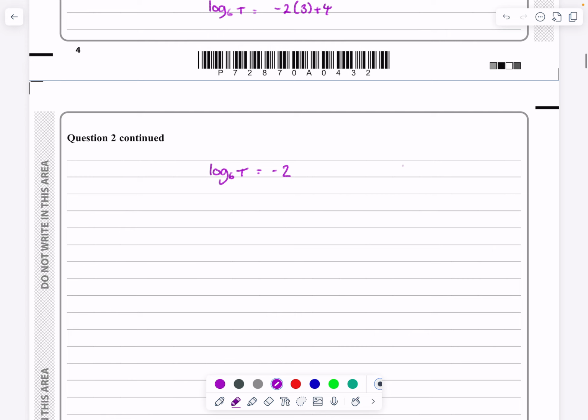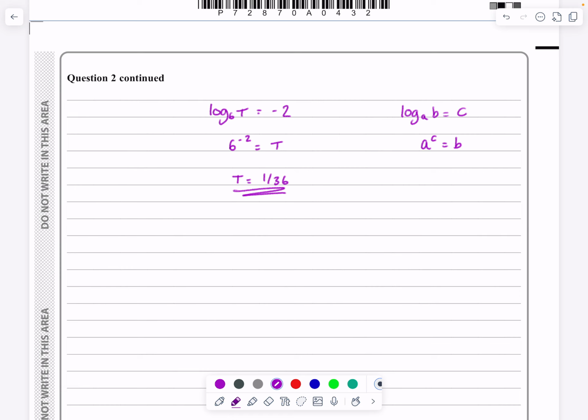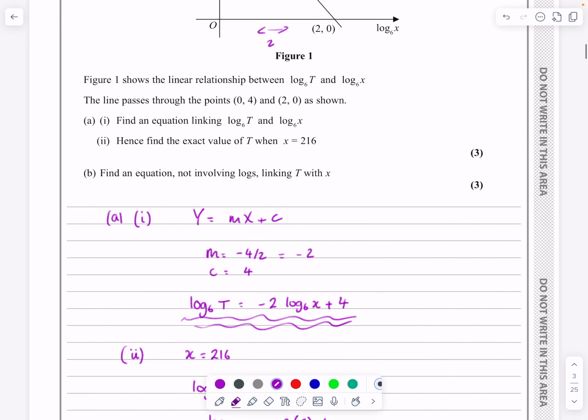And then we use this idea that if log a of b equals c, we can change that log statement into a power statement. The base stays the same, a logarithm is a power. So in this particular case, we get that 6 to the minus 2 is equal to t, or in other words, t is equal to 1 over 36. Let's just go back and check. They said the exact value, yeah, so leave that as the fraction there.